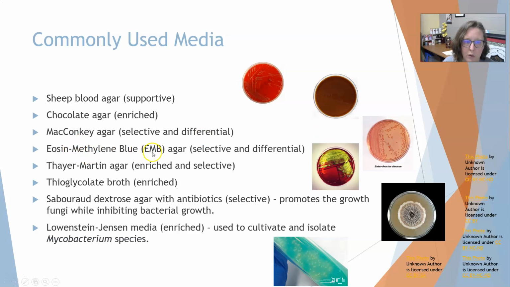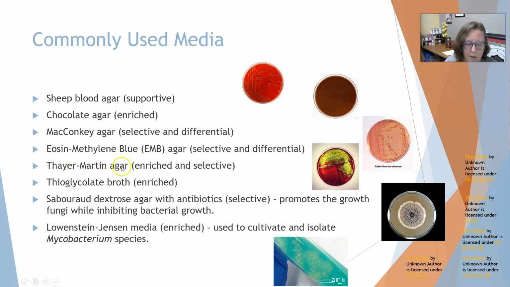Eosin methylene blue, or EMB agar, is also selective and differential. That one is also selective for gram-negative bacteria, meaning it inhibits the gram-positive from growing. And then, for example, here, E. coli also has a distinctive light green sheen. But other bacteria that ferment sucrose and lactose and other things, maybe it's fructose also, anyway, some of the fermenters can turn a dark purple, almost black color.